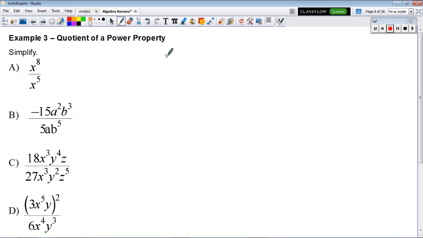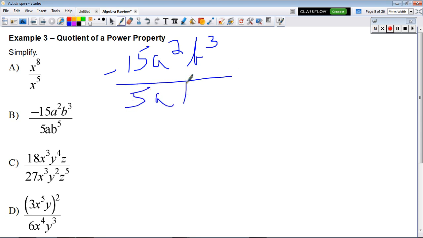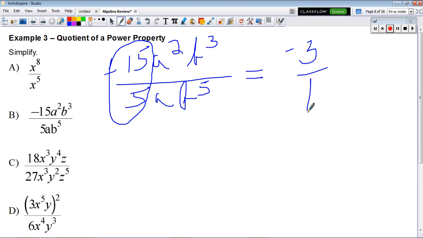For part B, I'm going to do the same thing. I got negative 15a squared b cubed over 5ab to the fifth. So a couple different things here. One is the coefficients. So before you do anything with the variables, always simplify the coefficients first. So I'm going to reduce negative 15 over 5. That's going to be negative 3 over 1. So I'm going to have that there.